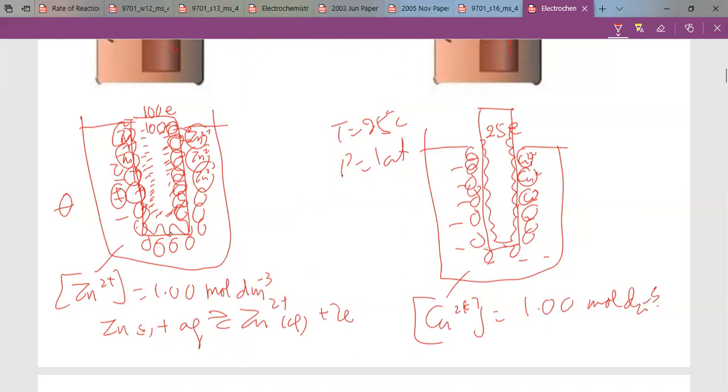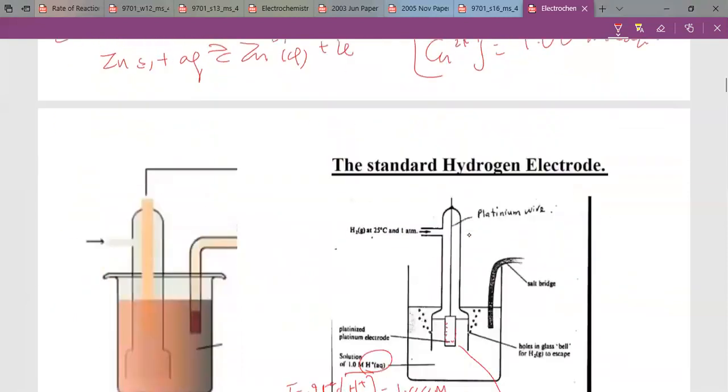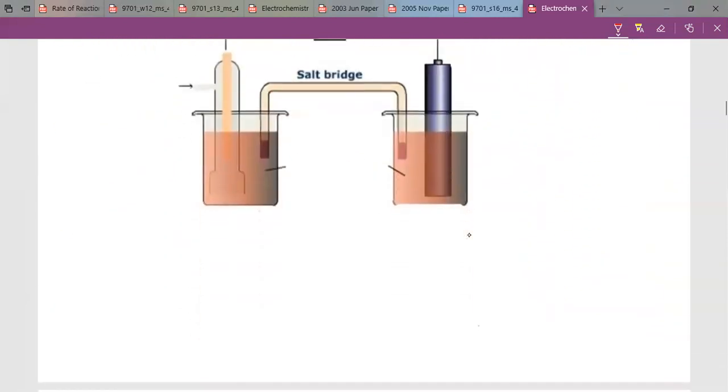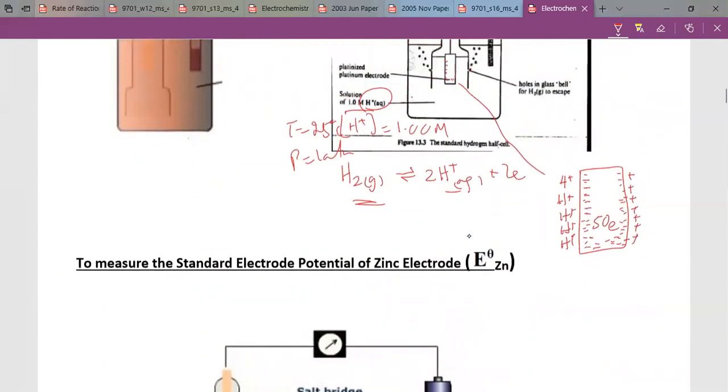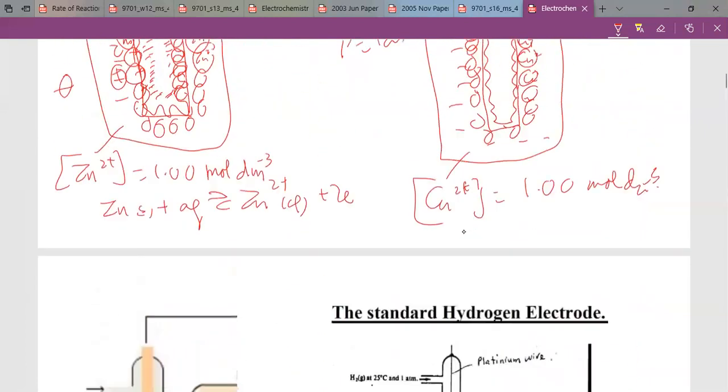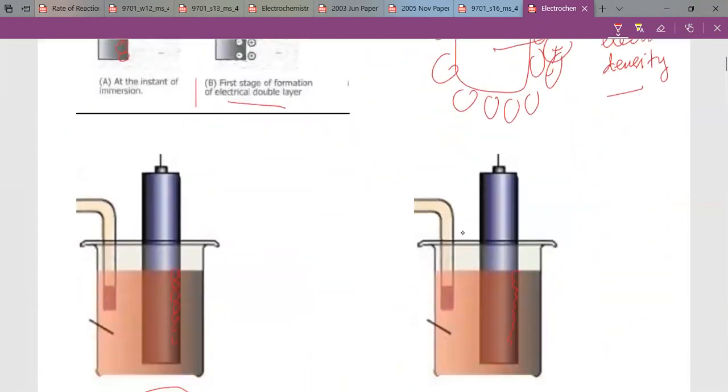So now I want to compare. I want to remember, can I measure this potential of 100 here, or 25 here, or hydrogen here, which is how much? Hydrogen here is 50. How can I measure them? You do it by a difference. So now what we do is we're going to hook them up like this.